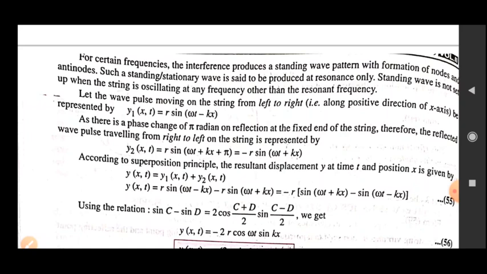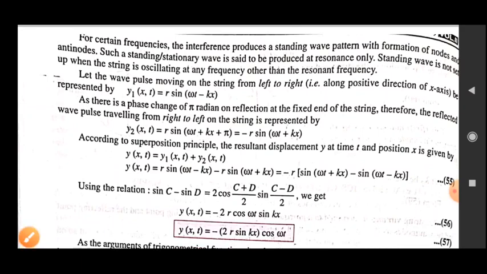What is the meaning of exactly this? The meaning is that whenever we talk about the standing wave, the two waves, that is the incident wave and the reflected wave, both will have the same frequency. Now you can see the equation for the first one, written here.